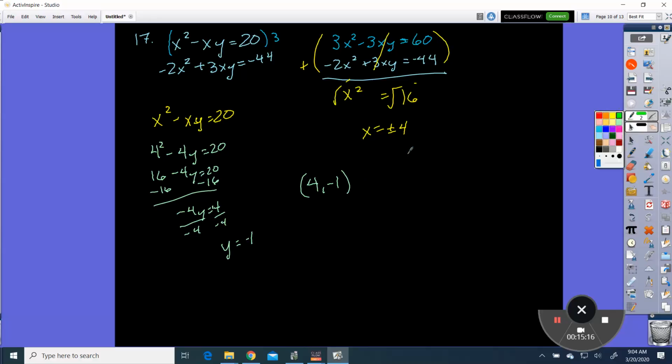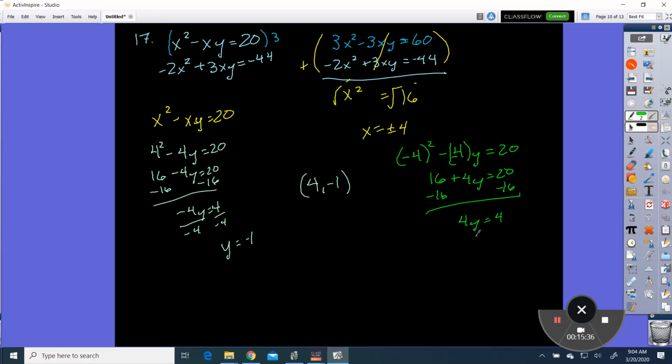Now I need to do negative 4. So I'm going to have negative 4 squared minus x, which is negative 4, times y equals 20. Well, negative 4 squared is 16. A negative and negative 4 make a positive 4y equals 20. So minus the 16 over to each side, and I have 4y equals 4. Divide by 4, and I get that y equals 1. So when x is negative 4, y is a positive 1. So those are my two solutions. You could plug these back in, both of them into both equations, and find out if they work. It has to work in both equations, not just one, or else it doesn't work. So that's how you do that problem.